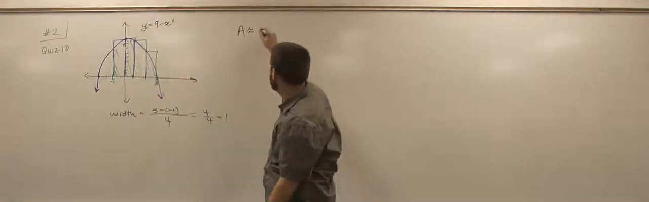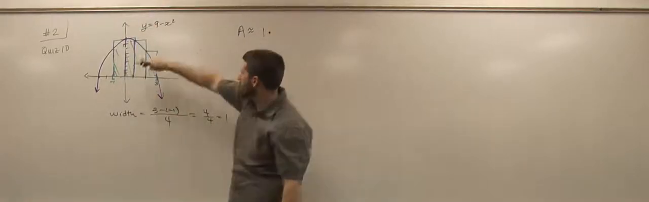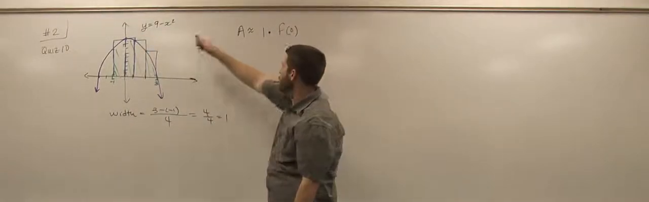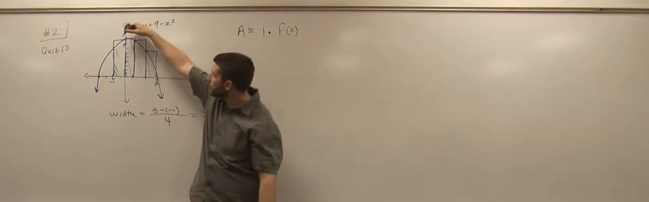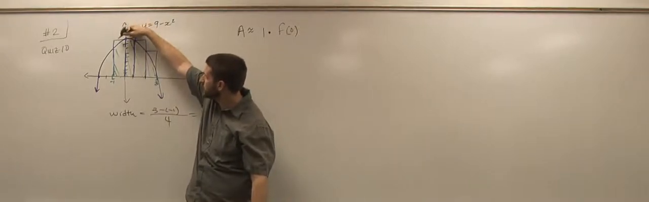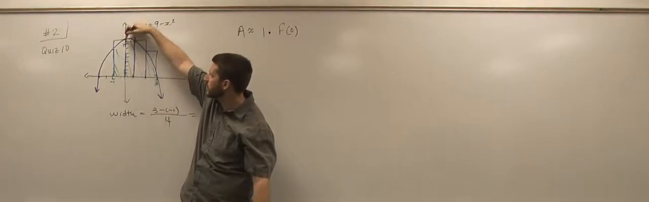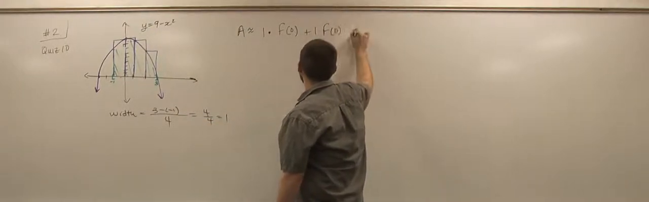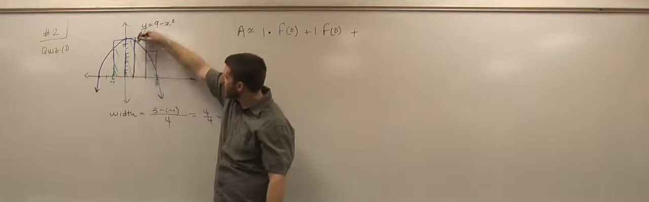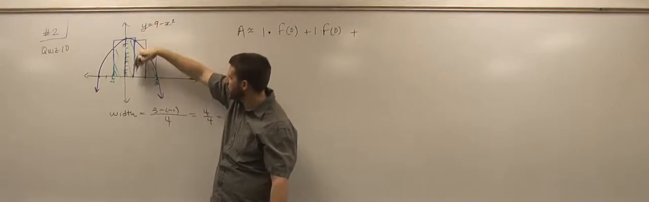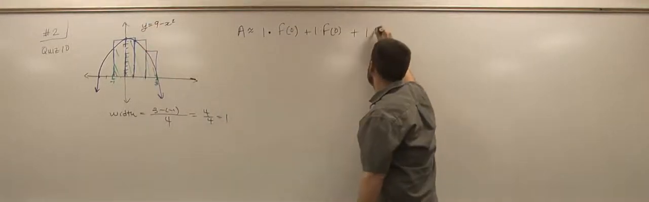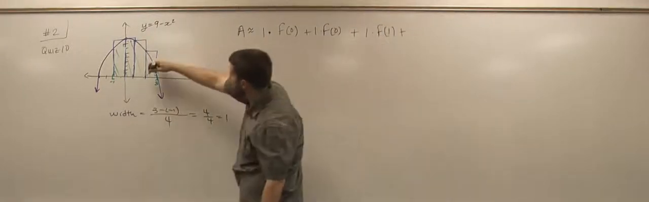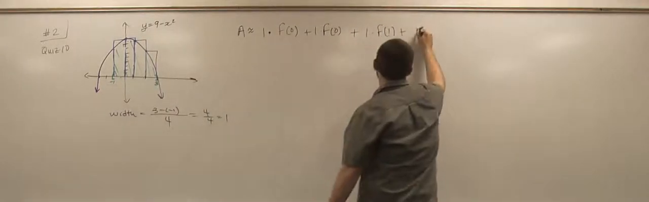So technically I would do my width, which is 1, times f of 0, where I plug 0 in here. But I have to do that for both of these rectangles because they both touch the graph at 0. So plus 1 times f of 0 again. Plus, my third rectangle here touches the graph at 1. And then my fourth rectangle touches the graph at 2.